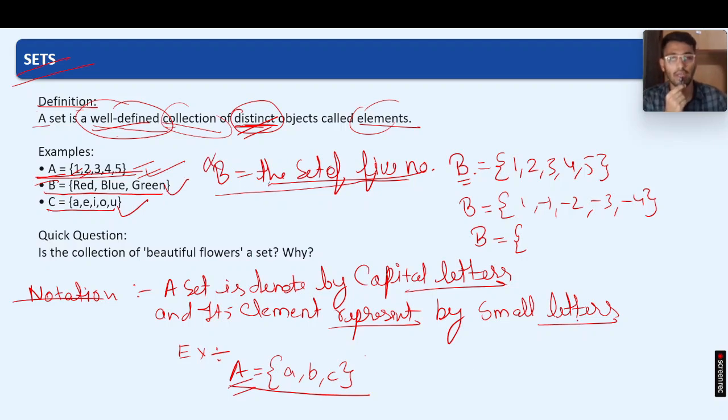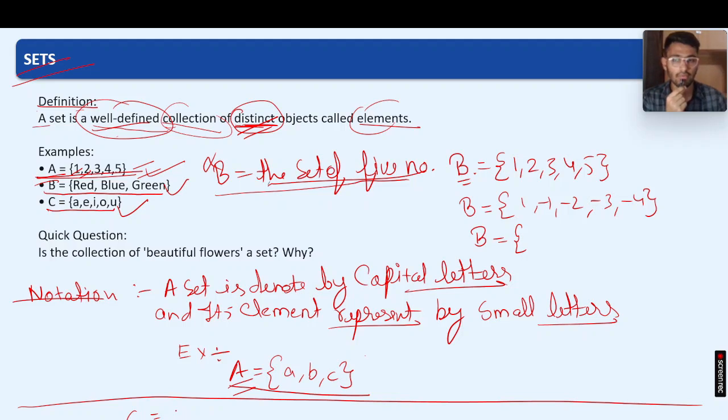I will take another example, which is not a set. Another example is C. It is saying the set of most five famous food items.